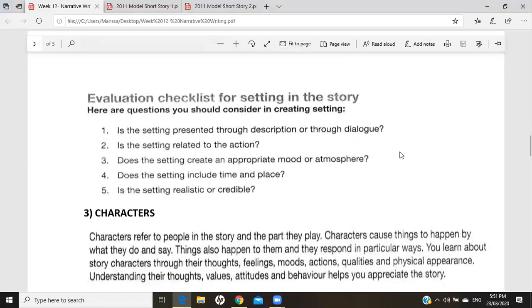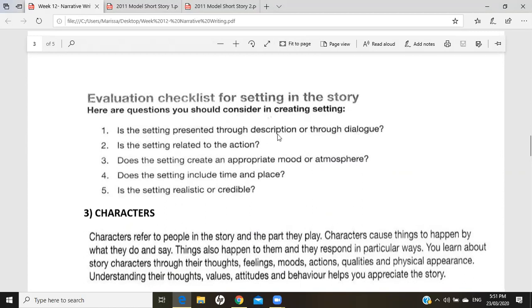So the evaluation checklist for setting in the story. Here are some questions that you could consider in creating setting. The first thing is: is the setting presented through description or through dialogue? We'll be exploring dialogue later on, so let's look at the first part.